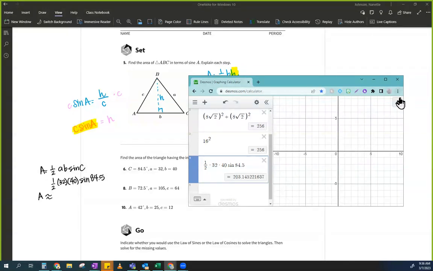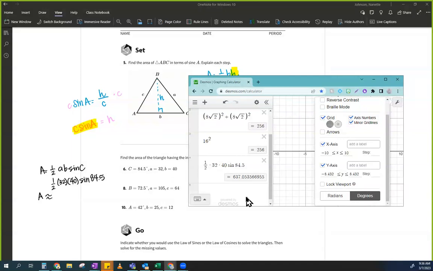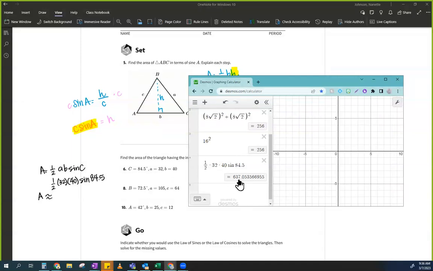Ms. Johnson, don't forget to check your degrees. Done. So notice, I don't know if you saw, but it did change the number because it was on radians. So I think this is about 637.05 units squared. So units squared just means tiny little post-its. I'm going to take 637.05 tiny little post-its, and I'm going to cover this whole thing.